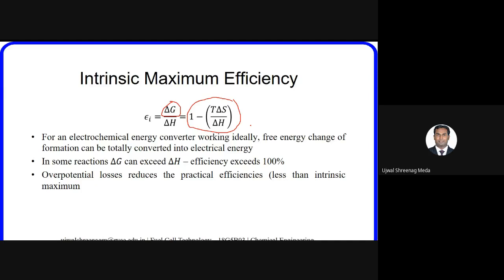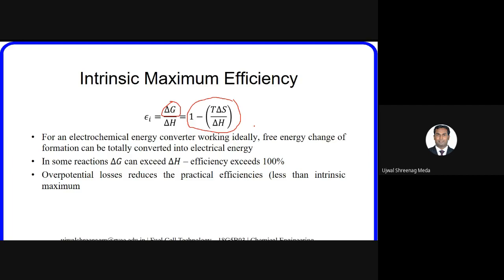So we started with defining the efficiency, the maximum efficiency, and we defined different types of efficiencies: intrinsic maximum, voltaic, and Faraday. Now we are starting with the intrinsic maximum, which is nothing but the efficiency calculation of a fuel cell, with which we started. Here we are just making use of the relation between G, H and S, and with that, this is what we obtain: 1 minus T delta S by delta H.